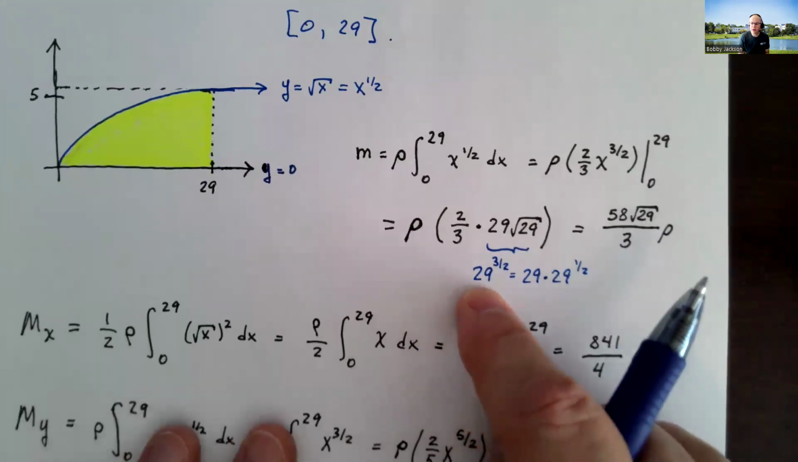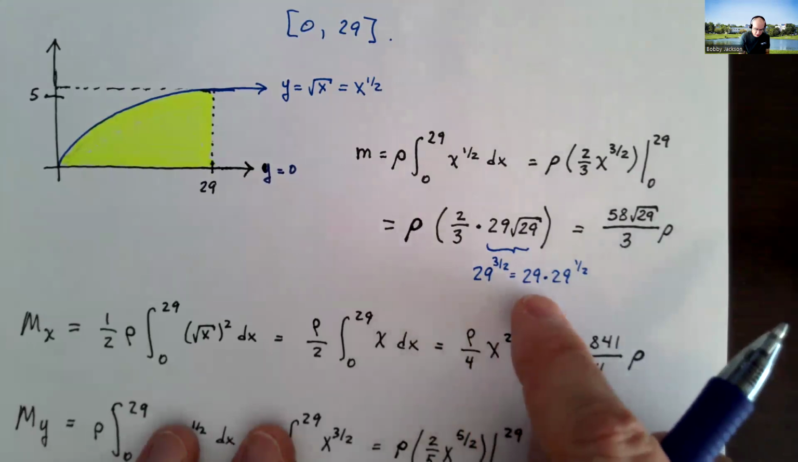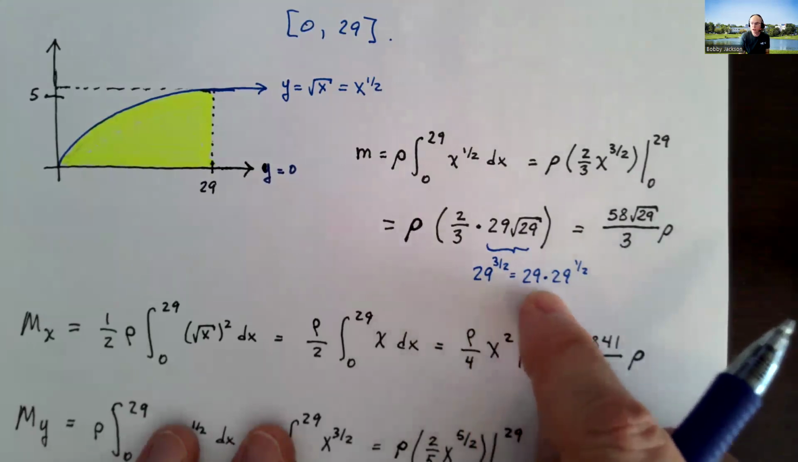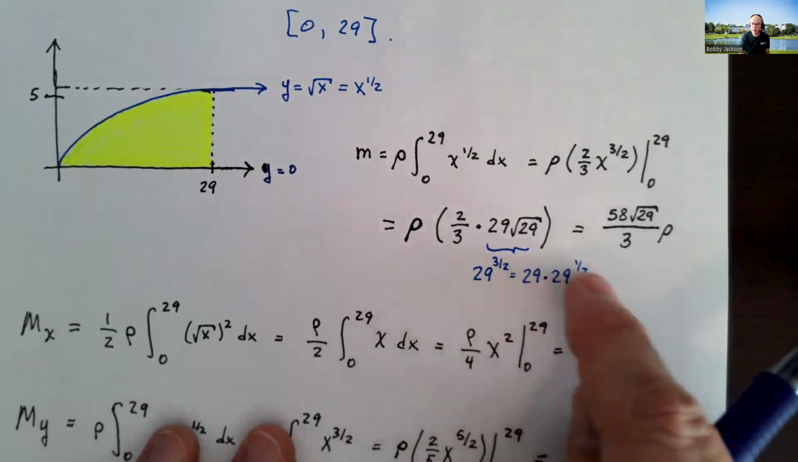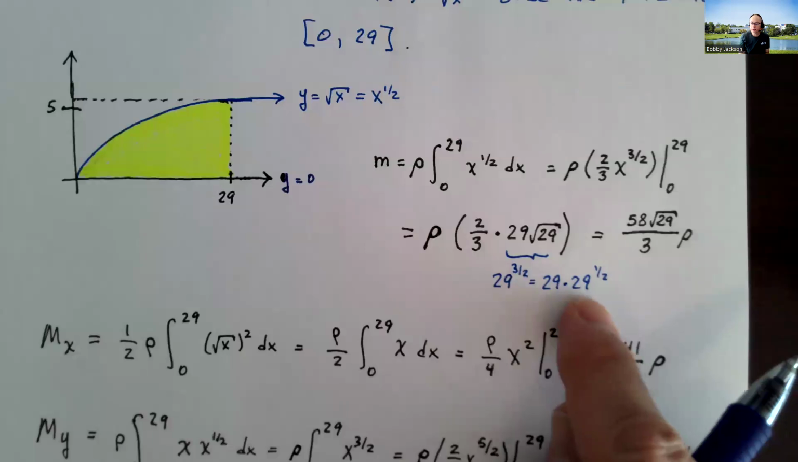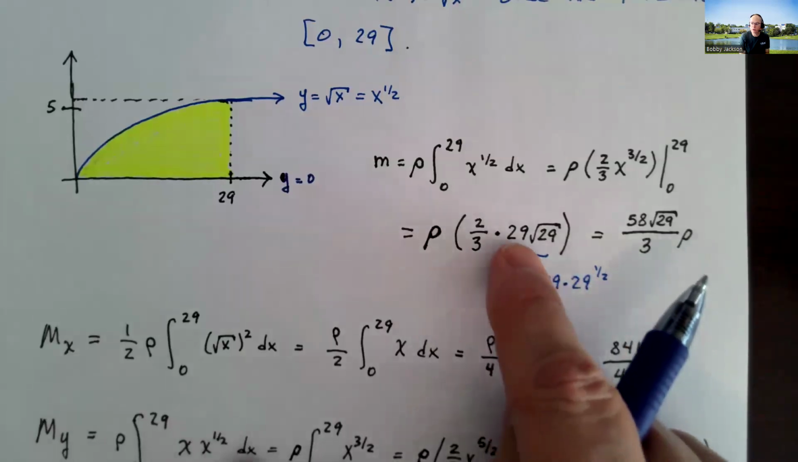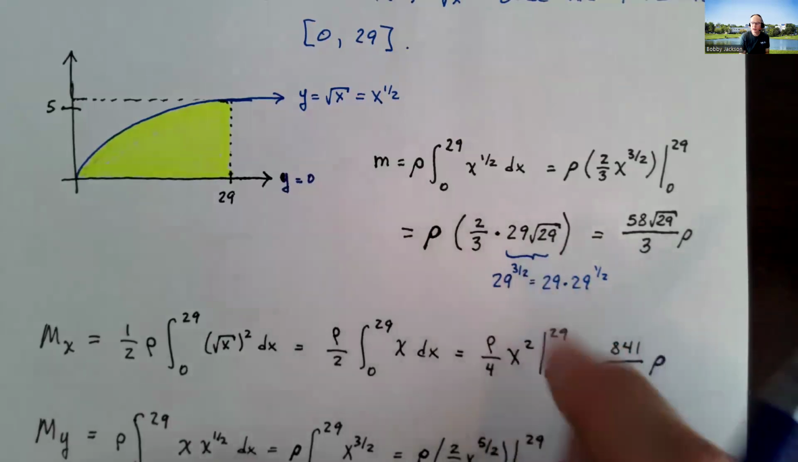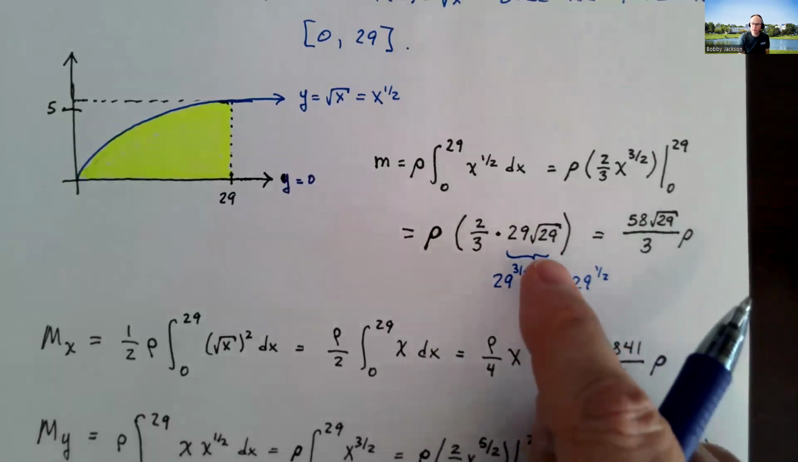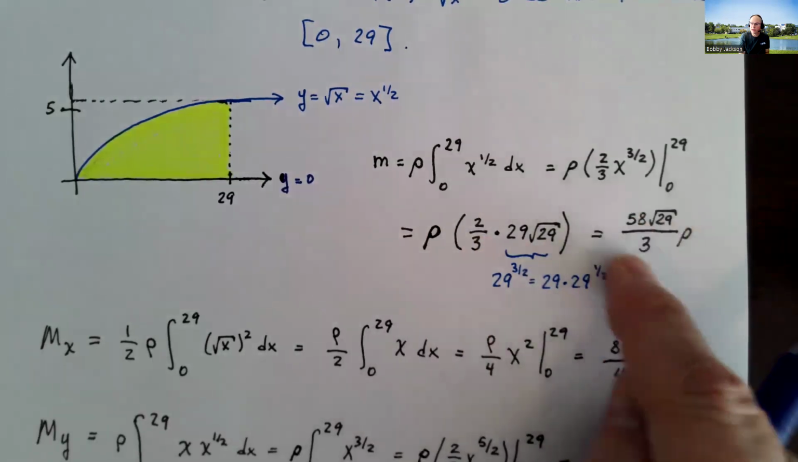And you could leave it as 29 to the 3/2, but it's kind of neat to realize that 29 to the 3/2 is really 29 to the first power times 29 to the 1/2, right? Because I'm adding the exponents here. 1 plus a half is 3/2. So 29 to the 1/2 is the square root of 29. So I can write 29 to the 3/2 as 29 times the square root of 29, a little bit more convenient form. 2 times 29 is 58. And so I get this expression for the mass.